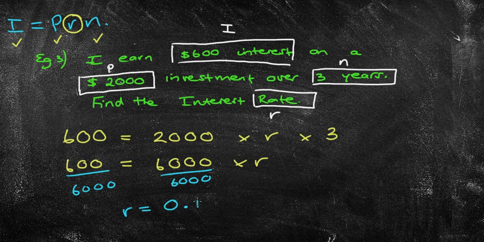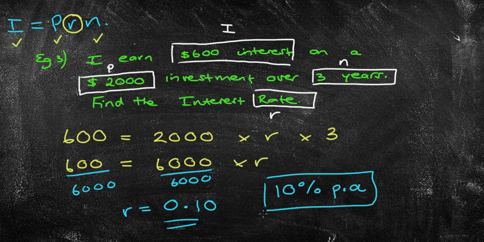Now remember, it's asked for the interest rate. That is the interest rate as a decimal. If I put my 0 there, we can clearly see that it's 10% per annum. And you could check that by putting it back in and doing 2,000 times 0.1 times 3, and your answer should hopefully be the $600.